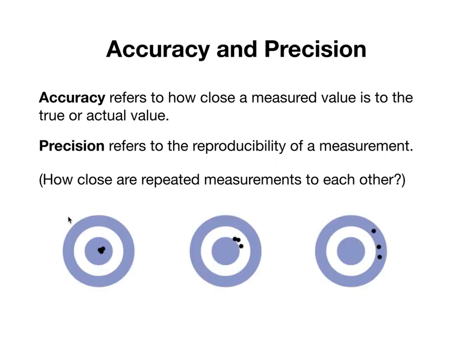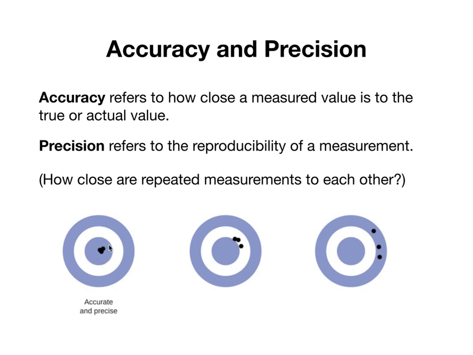So imagine that we have 3 people throwing darts at a dartboard. We've got 3 people, A, B, and C, and we've got this person throwing 3 darts, this person throwing 3 darts, and this one throwing 3 darts. So let's take a look at this. What are we trying to do? We're trying to hit the bullseye, right? We're trying to hit the very center. So if we look at this first dartboard here, this is very accurate and precise.